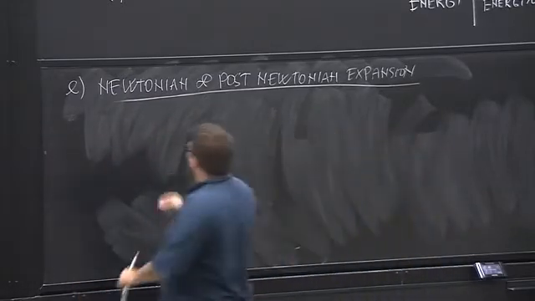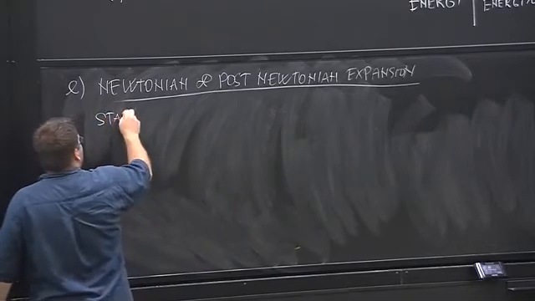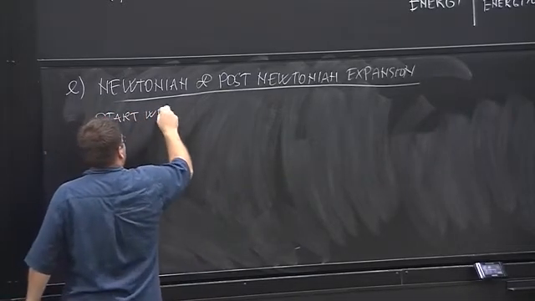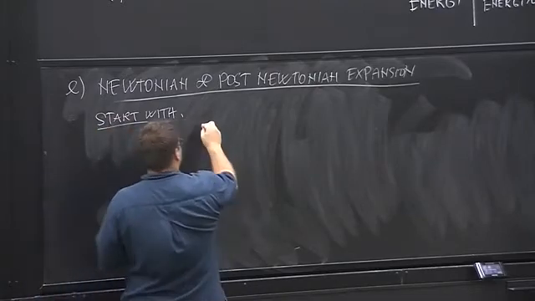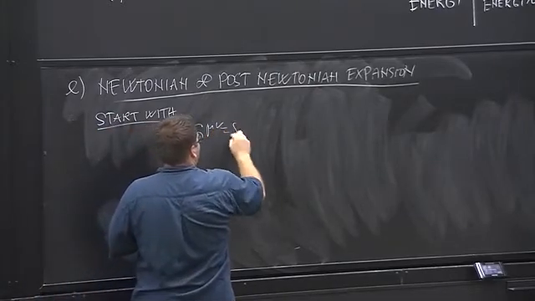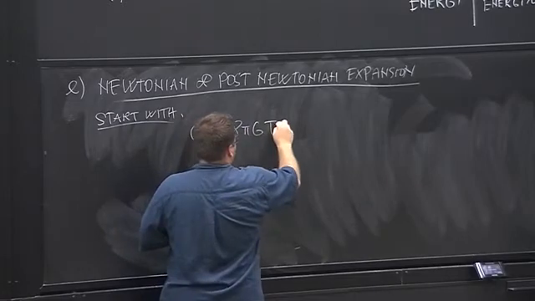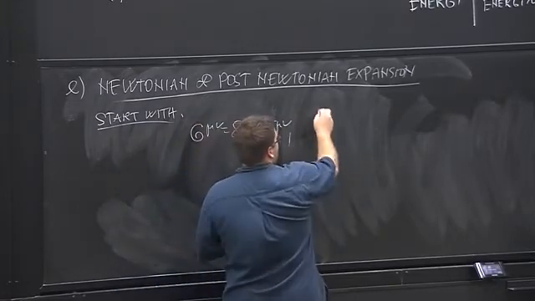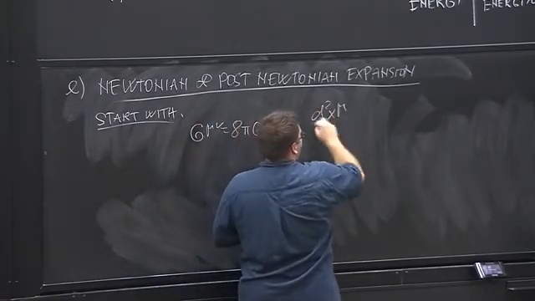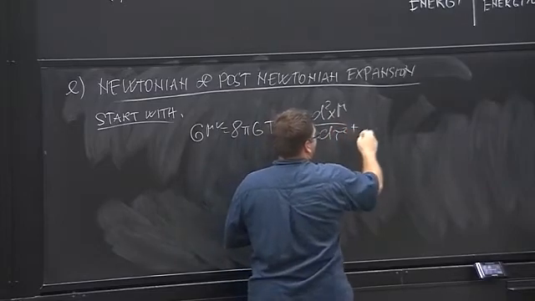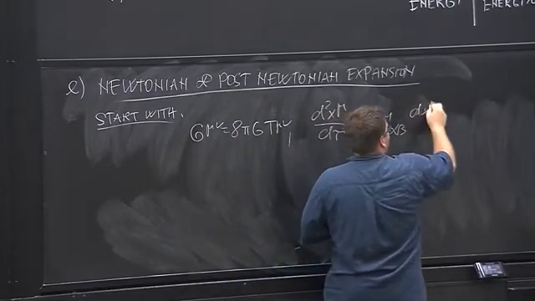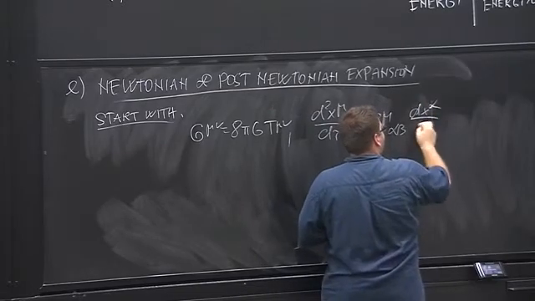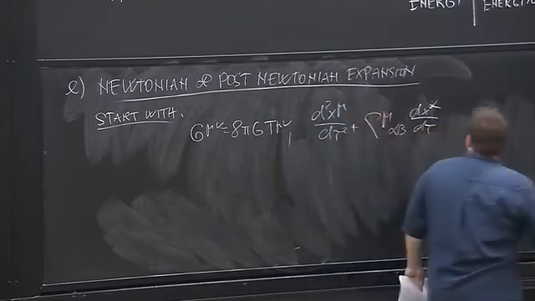So we have two equations. Start with the geodesic equation and the Einstein equation: G mu nu equals 8 pi T mu nu. And the geodesic equation: d squared x mu over d tau squared plus Gamma mu alpha beta dx alpha d tau dx beta d tau.